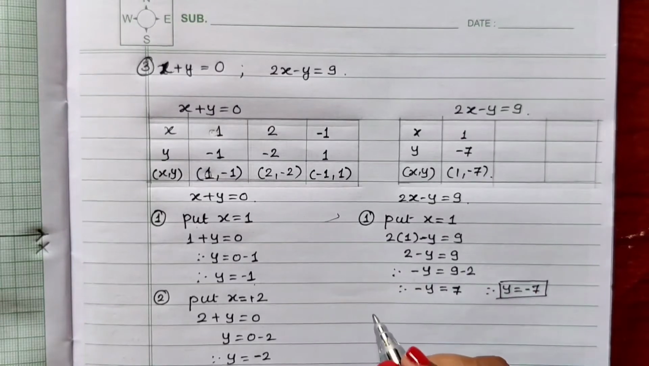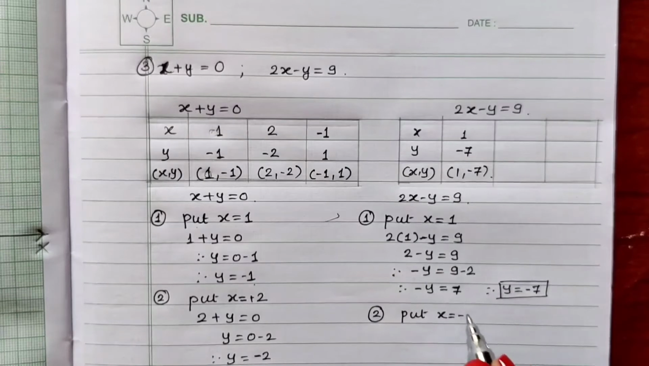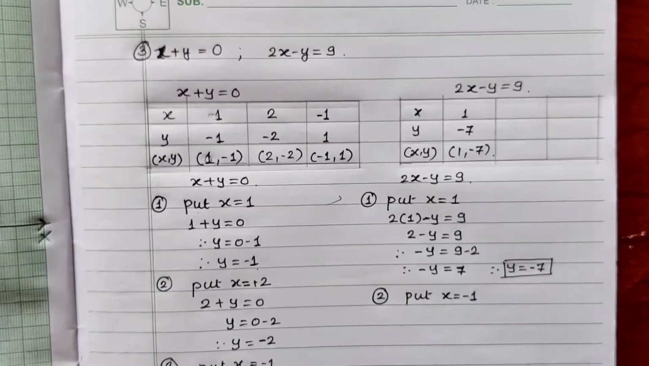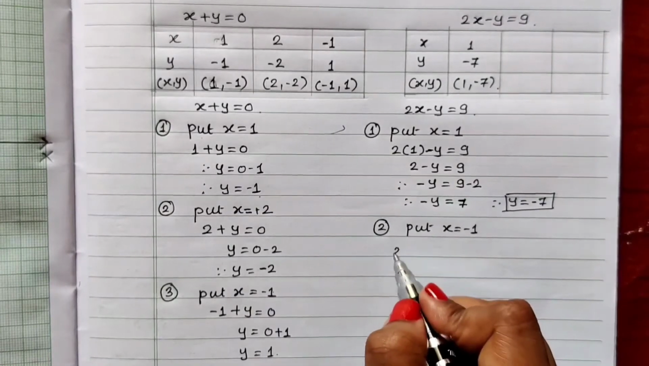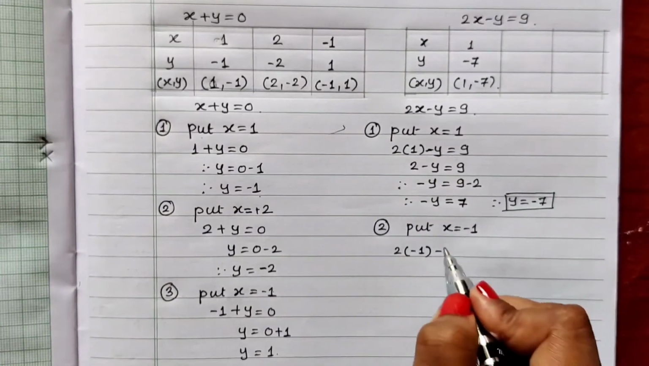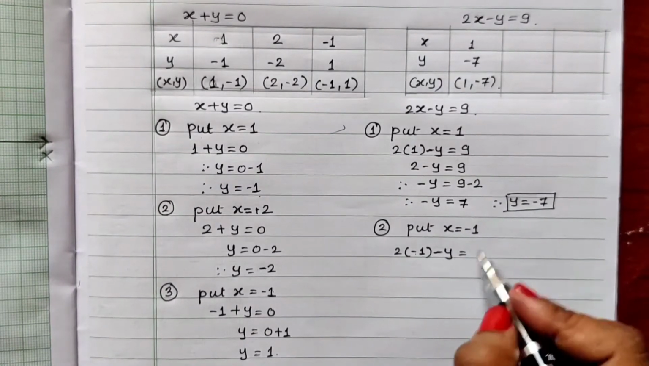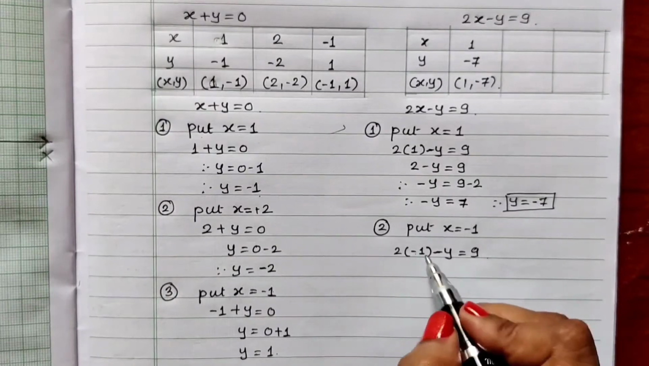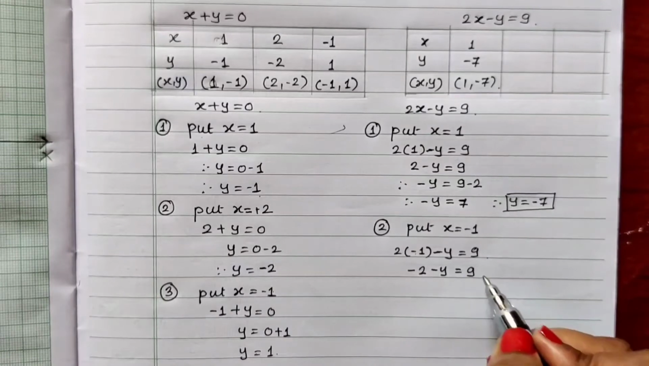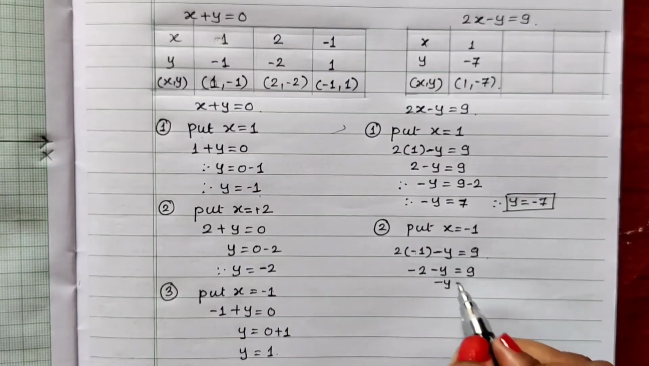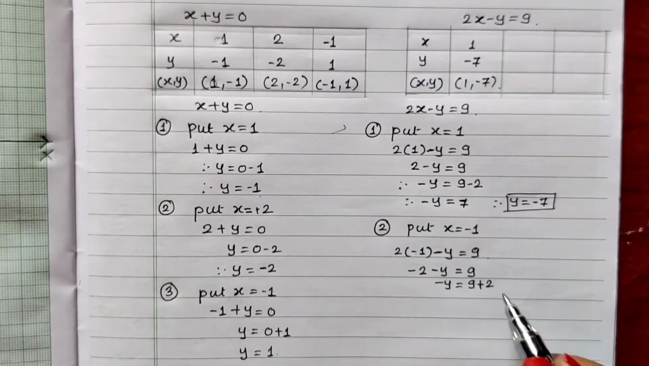Okay, now I will be taking the negative value for x. Put x is equal to minus 1. Let us check what we will get. 2 into minus 1 minus y is equal to 9. 2 into minus 1 is minus 2. Minus y as it is I have to write. 9 as it is I have to write. Minus 2 shift on this side, it becomes plus 2.